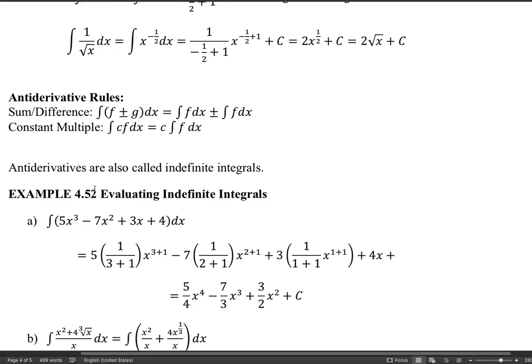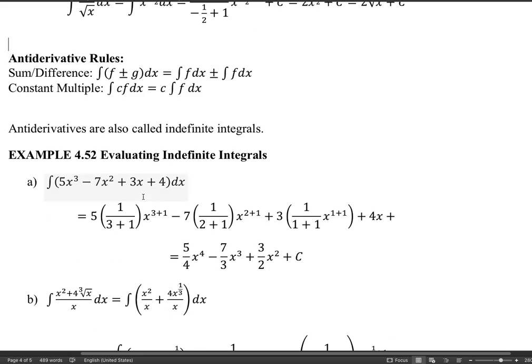This is example 4.52, part A. Find the indefinite integral, find the antiderivative. This is the antiderivative notation, right? Don't forget dx in the end. Because of the sum and difference rule and the constant multiple rule, it allows us to handle the antiderivative like this, each term one by one. So this is what I did. First of all, because of the sum and difference rule, I can handle the antiderivative of each term one by one. And because of the constant multiple rule, I can take out the constants.